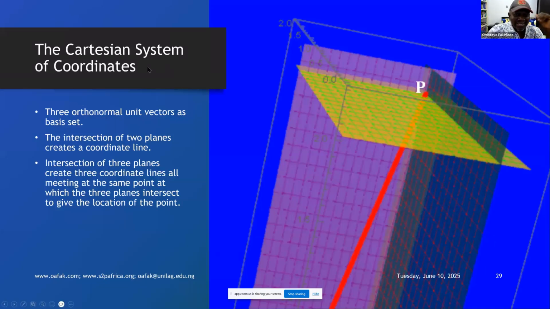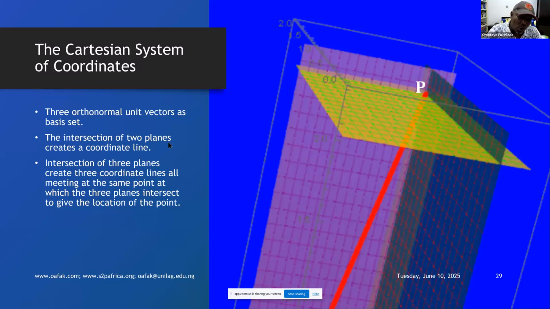Now, let us begin with the very familiar grounds of the Cartesian coordinate system. From secondary school, you are used to the XY system on a simple page of paper. When you go to the university, you now start talking about X, Y, and Z. That is a little bit difficult to draw because your paper is still two-dimensional. But with the computer, we don't have any problem drawing them. So the Cartesian system contains three autonomous unit vectors known as bases. The intersection of two planes creates a coordinate line.